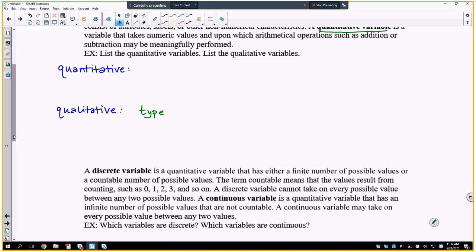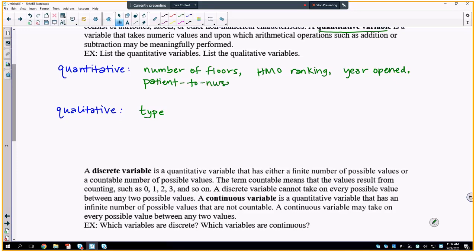The quantitative variables were the number of floors, the HMO ranking, the year that the hospital opened, and the number of patients per nurse, or I think I said nurse to patient ratio. Number of patients per nurse.